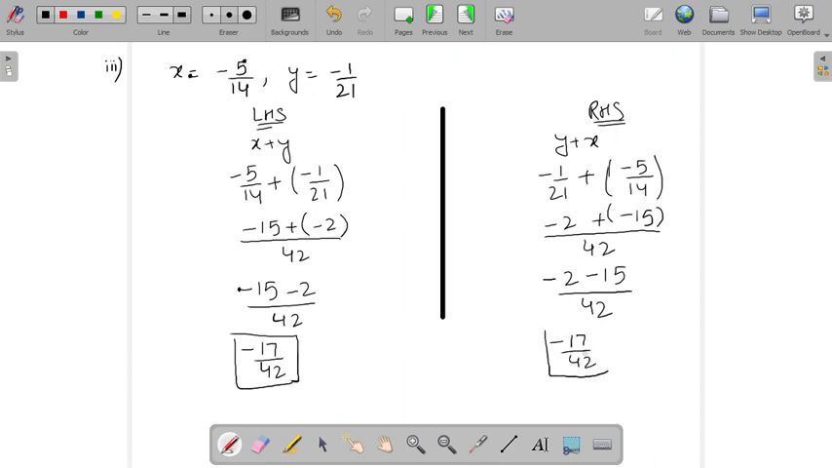So what do you observe? Again you are getting LHS and RHS equal. So therefore LHS equals RHS, hence verified. So in these types of questions, both the side values should be equal. It should come as equal, then only the verification would be there.